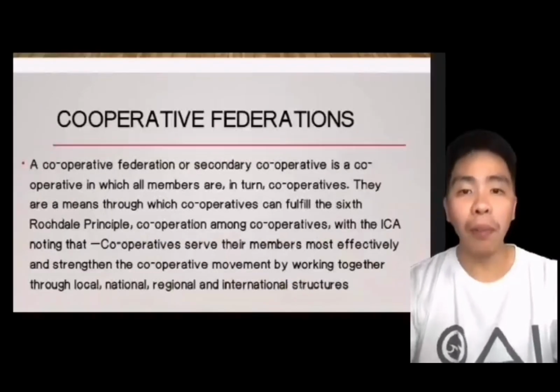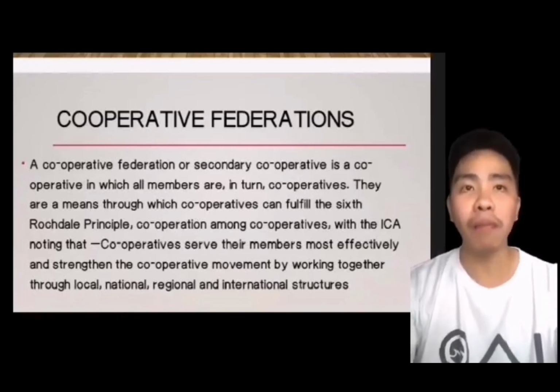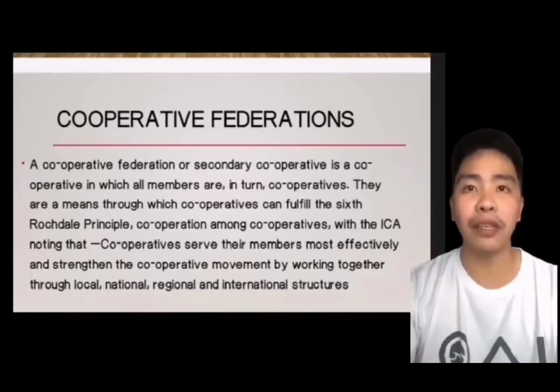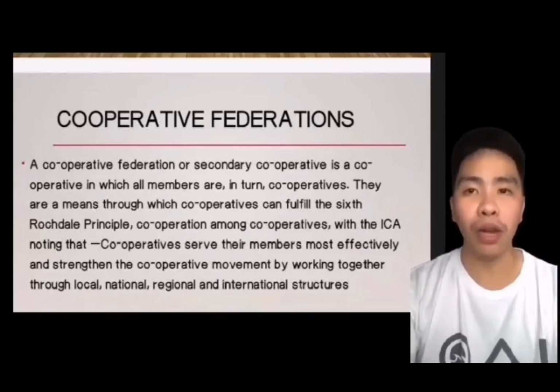Cooperative federation. A cooperative federation or secondary cooperative is a cooperative in which all members are in turn cooperatives. They are the means through which cooperatives can fulfill the sixth Rochdale principle, cooperation among cooperatives, with the ICA noting that cooperatives serve their members most effectively and strengthen the cooperative movement by working together through local, national, regional, and international structures.